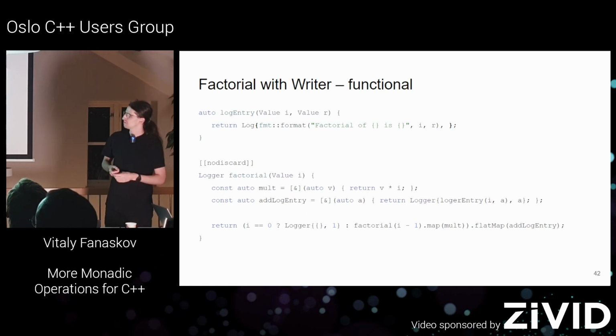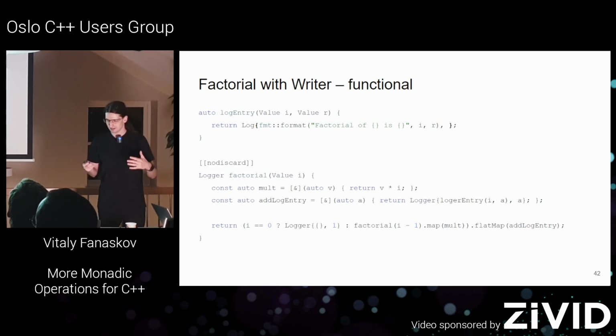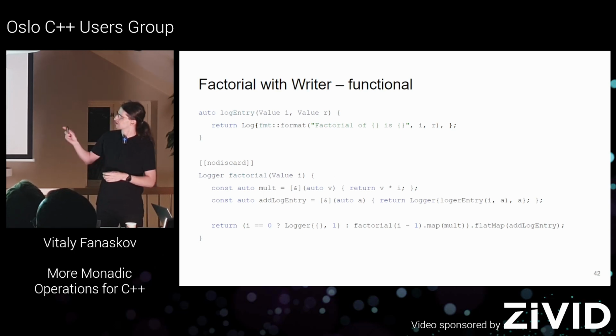And in the last line, we are utilizing the fact that we actually have if-else that is an expression that returns a result. It is the famous ternary operator. And what we do here, we have an empty logger for the 0 case, and then factorial calculated for the other case. And we simply do flat map on log entry. And yeah, that's done. We have almost a one-liner for our factorial.